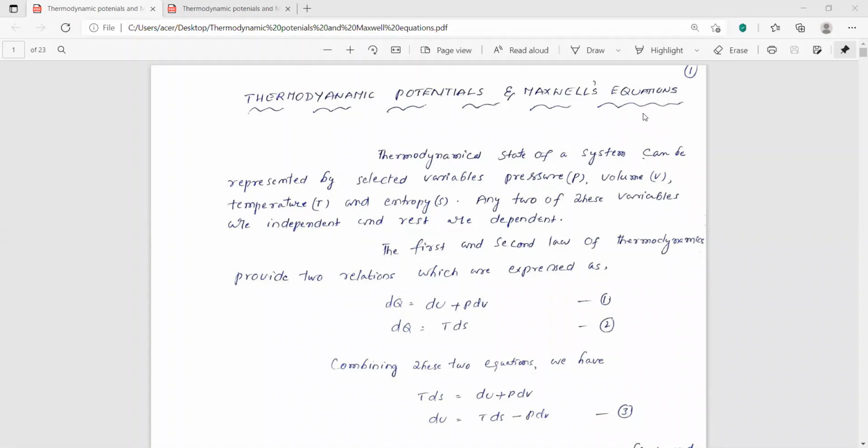Today we can see another chapter, that is thermodynamic potentials and Maxwell's equations. So, as you know, a thermodynamical state of a system can be explained or represented by the variables pressure, volume, temperature, and entropy. By using these four variables, a thermodynamic state of any system can be explained.